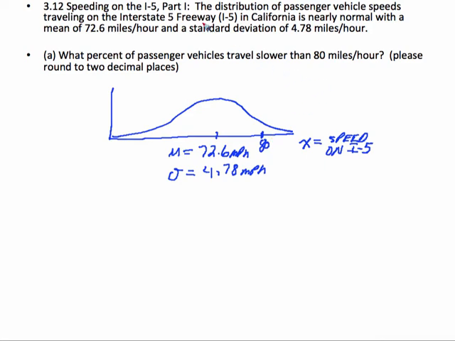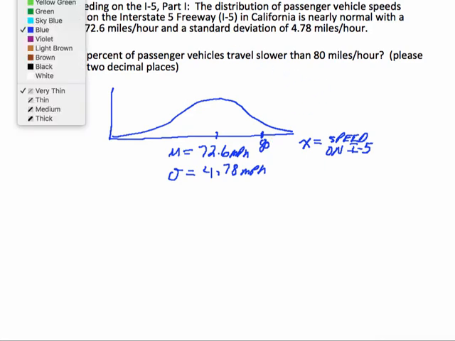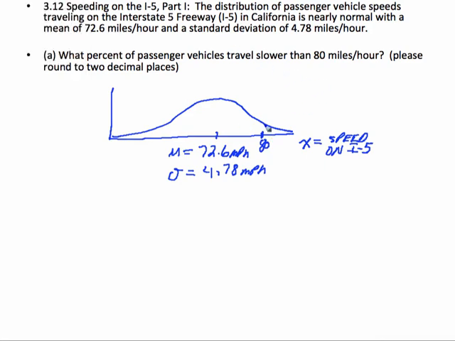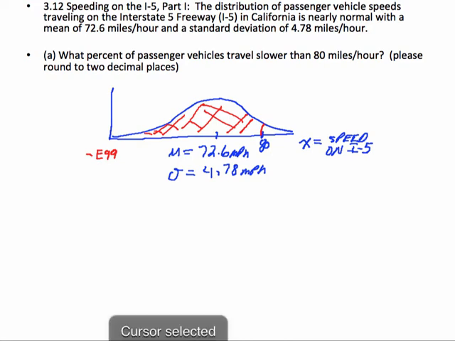Okay, now slower than, so what does that mean? Which part of this distribution are we going to shade? We're going to shade the lower tail, this part down here, right? And so what that means is that I'm going from negative E99, which is negative infinity in calculator parlance, up to 80. So my left endpoint is going to be negative E99, my right endpoint is going to be 80, my mean is 72.6, my standard deviation is 4.78. Okay, hopefully that gets you going. I'll let you take it from there onto the calculator.